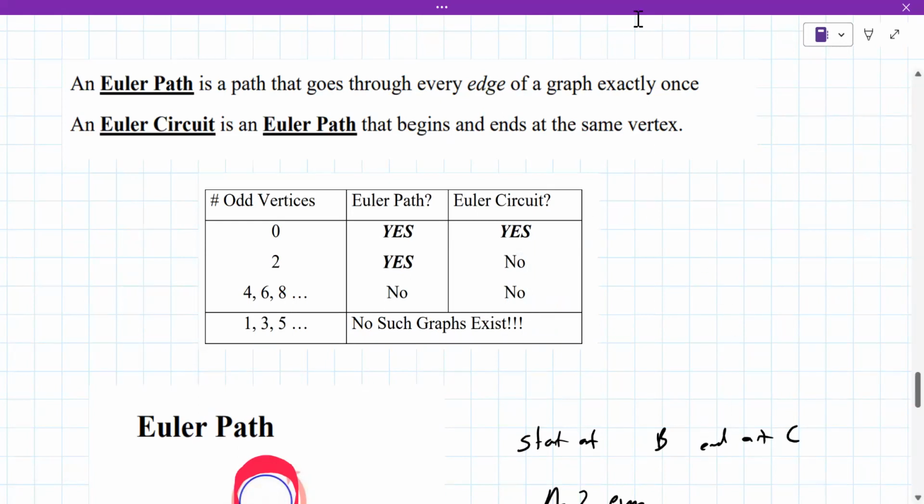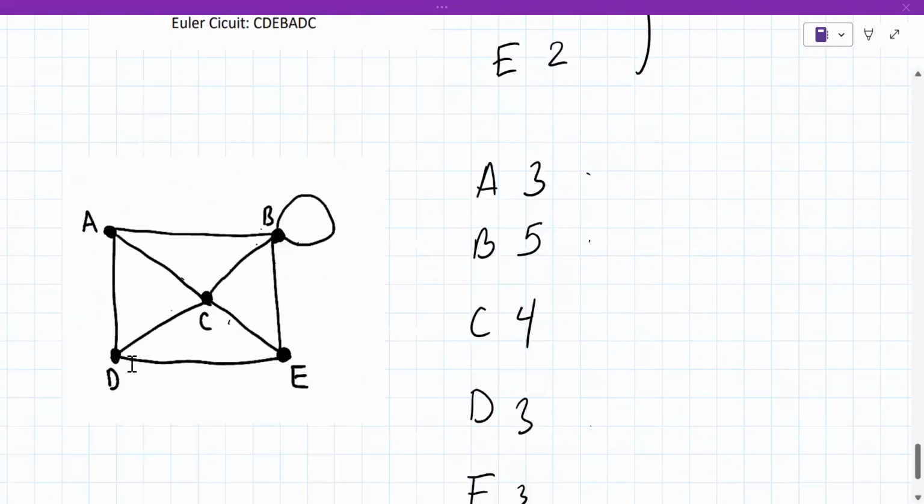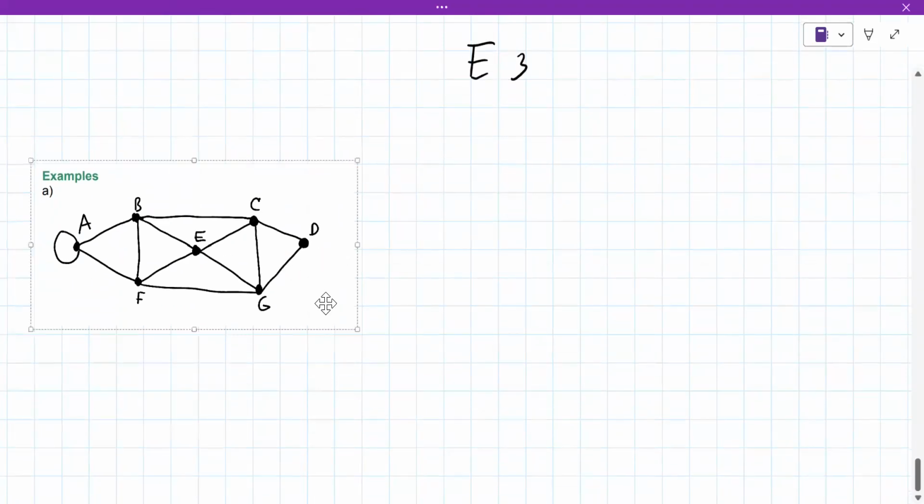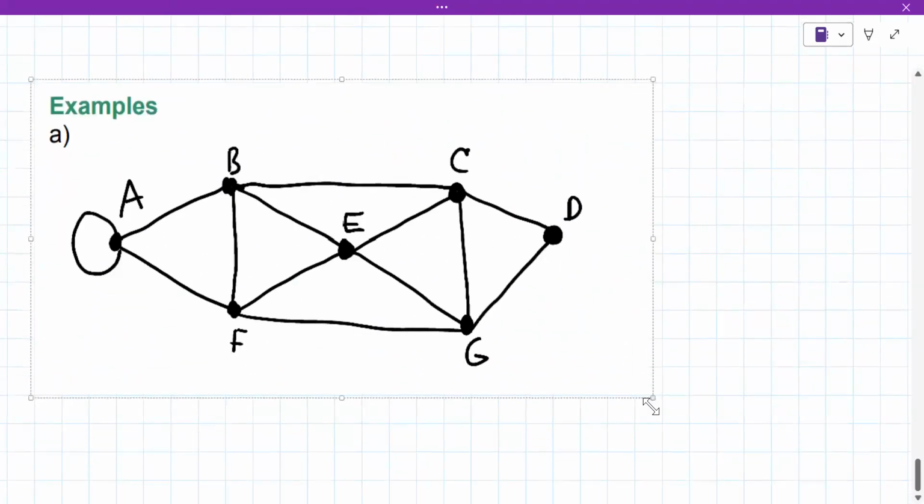Let's look at another one here. So for this one, I'd like you to make the table and count the number of paths out of it. So put this right here.